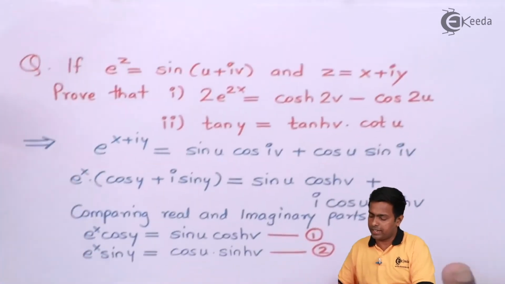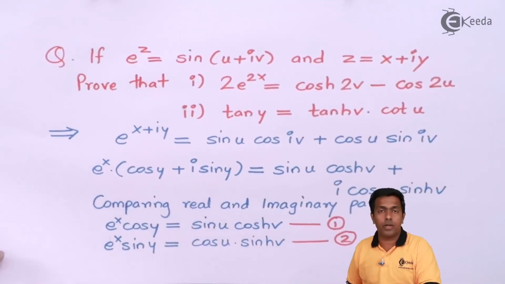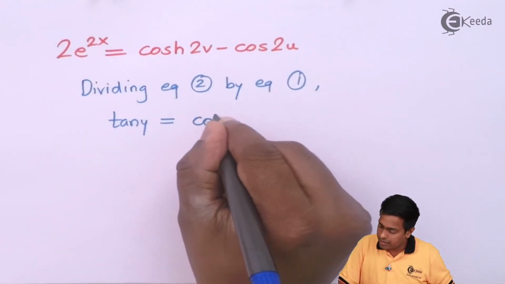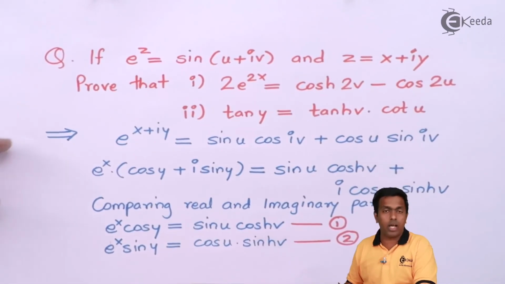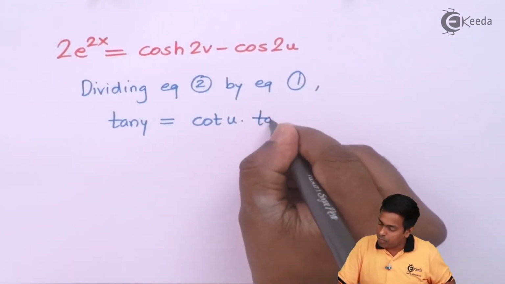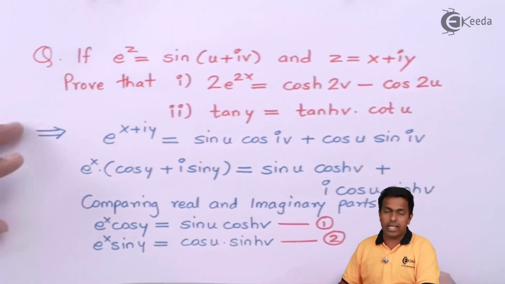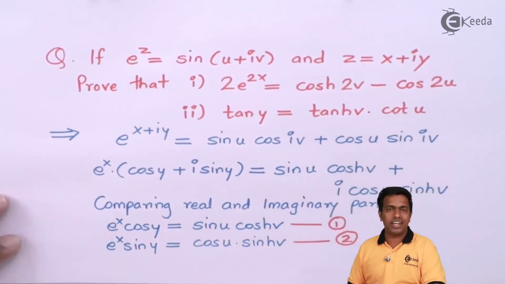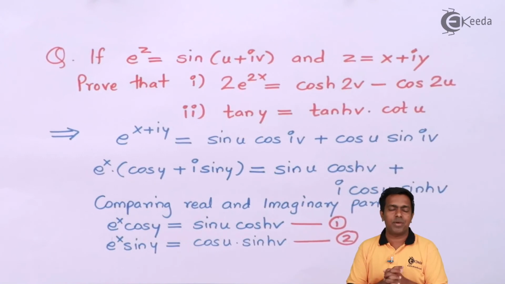Let's see the right hand side. So cos u upon sin u will be cot u. Here I'll write it will be cot u, and hyperbolic sin v upon hyperbolic cos v will be hyperbolic tan v. So here we got cot u into hyperbolic tan v, and guys, that is nothing but our required right hand side. So it means we have proved both the results by separating the given hyperbolic function into real and imaginary parts. So guys, I am sure you understood the explanation.